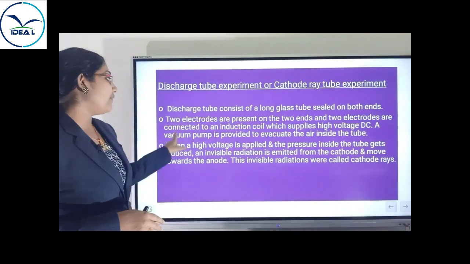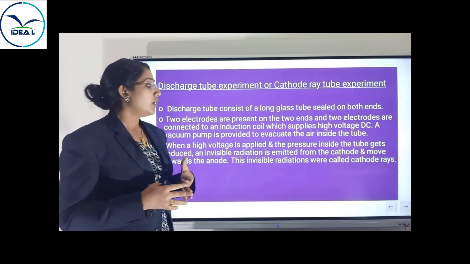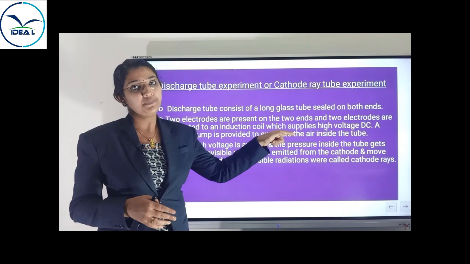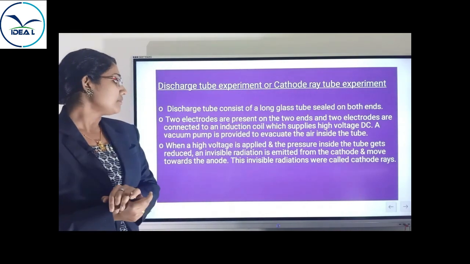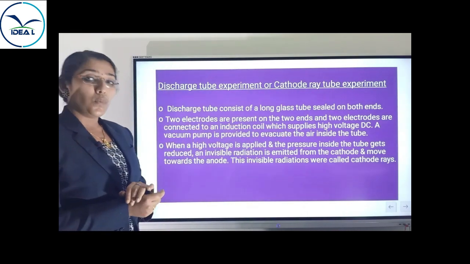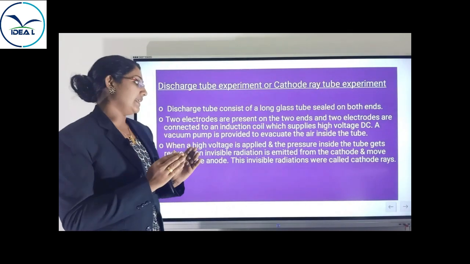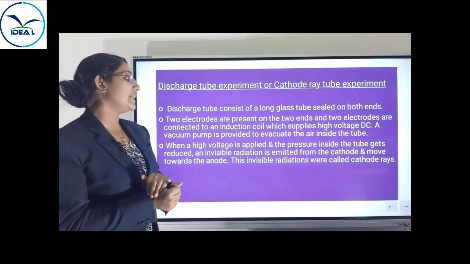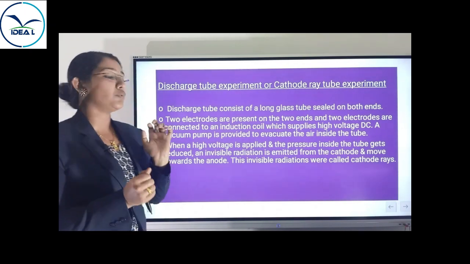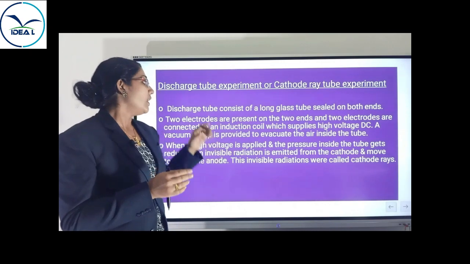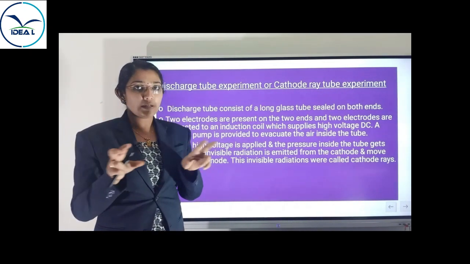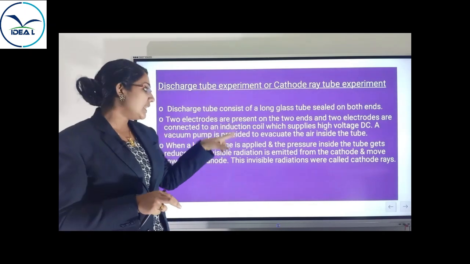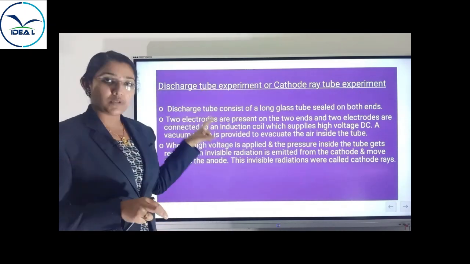Then a vacuum pump is also provided. For what purpose? To evacuate the air inside the tube. Clear? Then the next point: when a high voltage is applied and the pressure inside the tube gets reduced, an invisible radiation is emitted from the cathode and moves towards the anode. First of all, we studied the arrangement or apparatus of the discharge tube experiment. Then we are going to study the procedure.